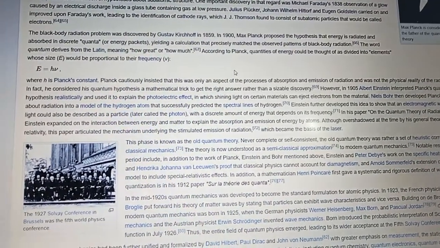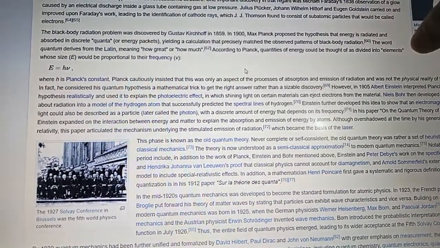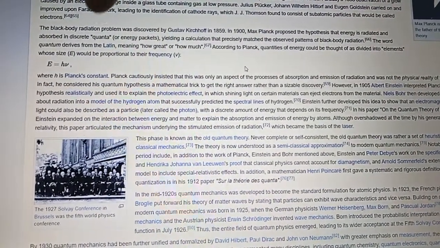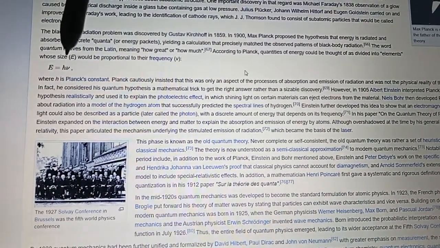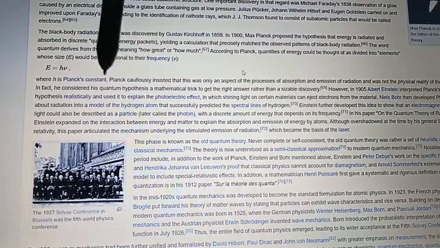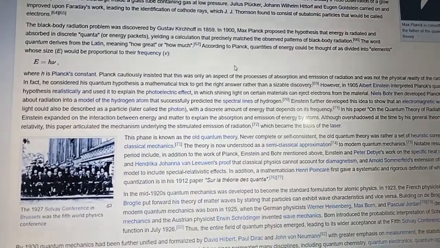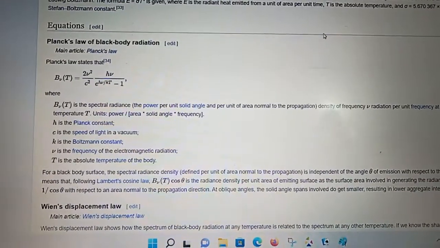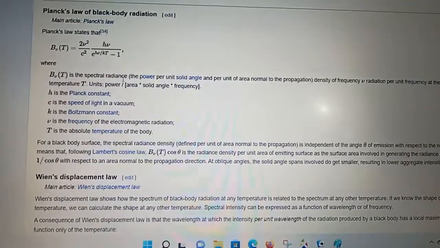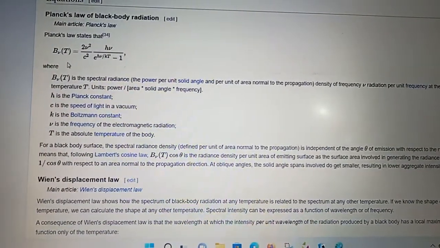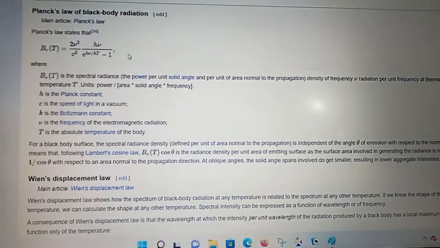According to Planck, quantities of energy could be thought of as divided into elements whose size would be proportional to the frequency. So here E is equal to h times the frequency, and h is Planck's constant. So energy is directly proportional to the frequency. In actual practice, Planck's law of blackbody radiation can be explained using more involved equations, which are beyond the syllabus of class 12.